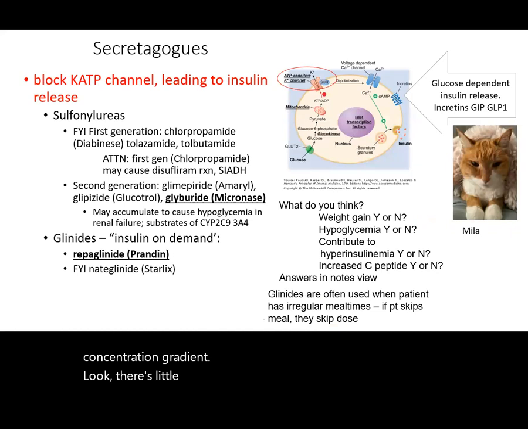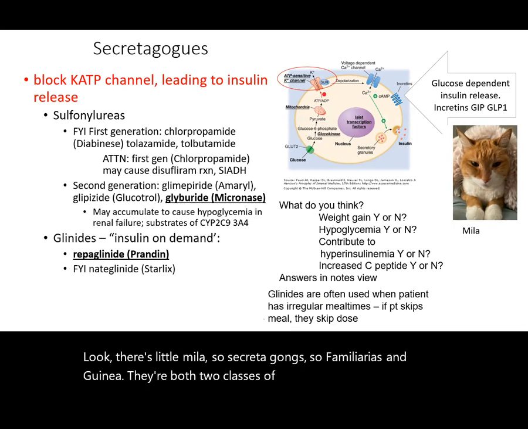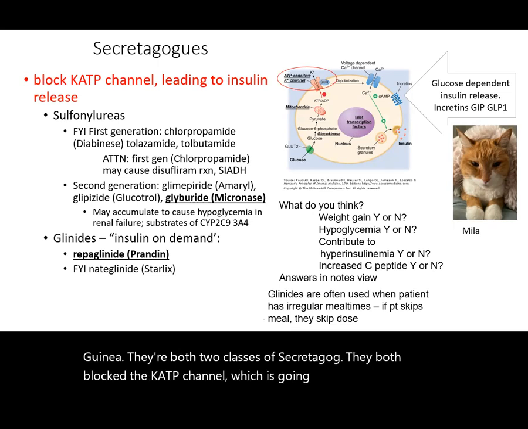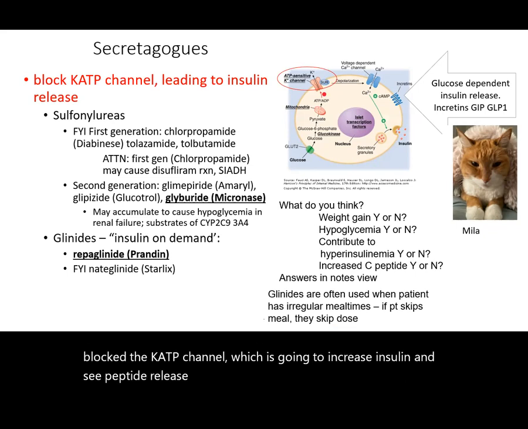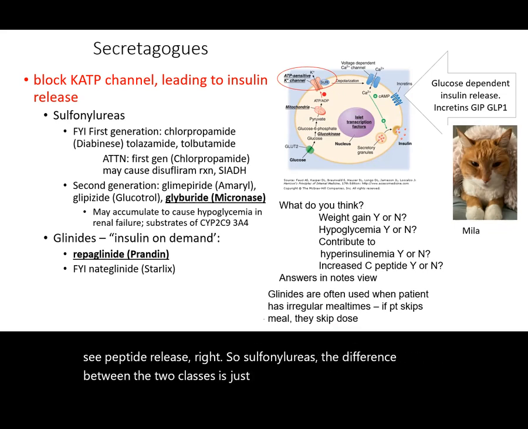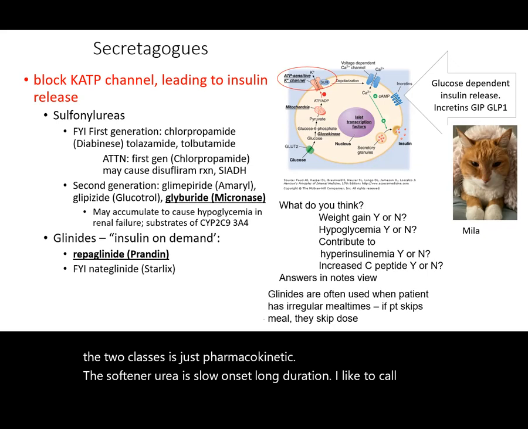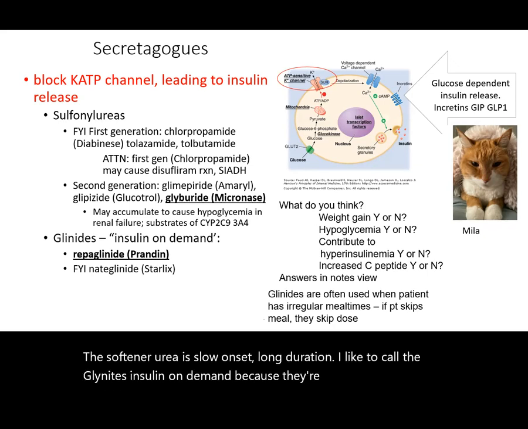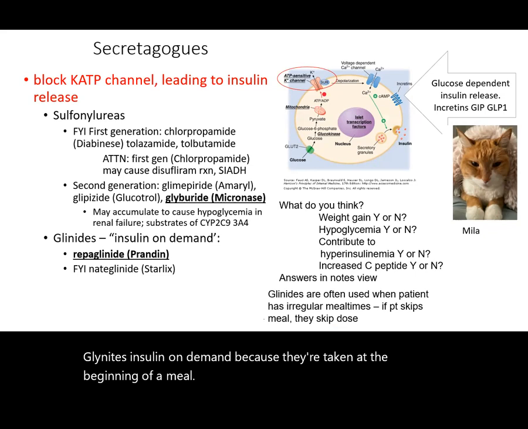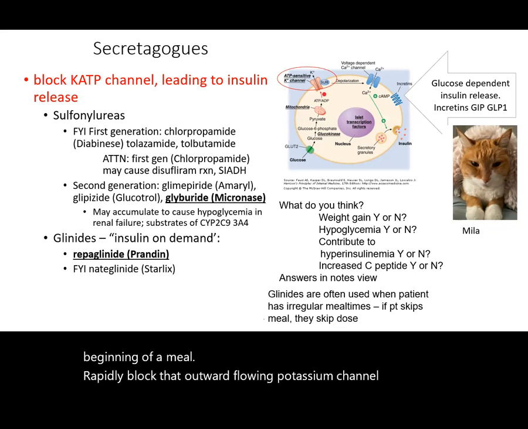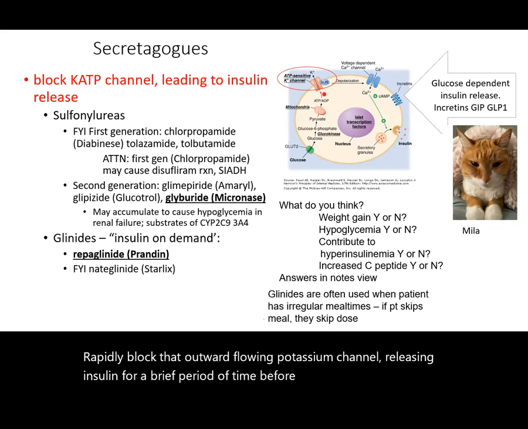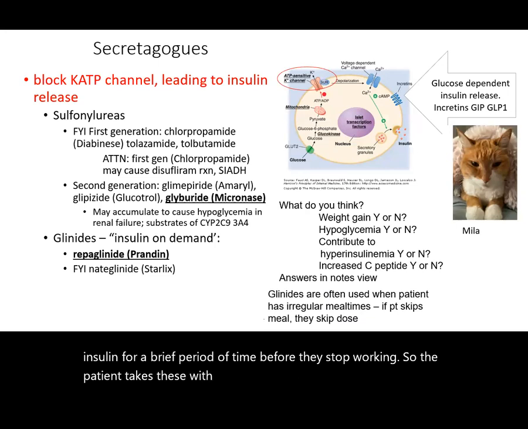So secretagogues, sulfonylureas and glinides are both 2 classes of secretagogue. They both block the KATP channel, which is going to increase insulin and C-peptide release, right? The difference between the 2 classes is just pharmacokinetic. The sulfonylureas, slow onset, long duration. I like to call the glinides insulin on demand because they're taken at the beginning of a meal. They rapidly block that outward flowing potassium channel, releasing insulin for a brief period of time before they stop working. So the patient takes these with a first bite of a meal. If they don't eat the meal, they don't take the drug, right?